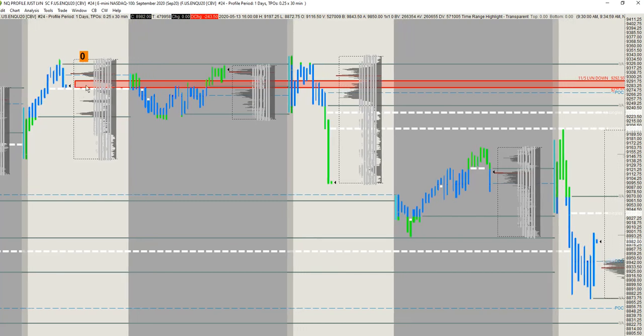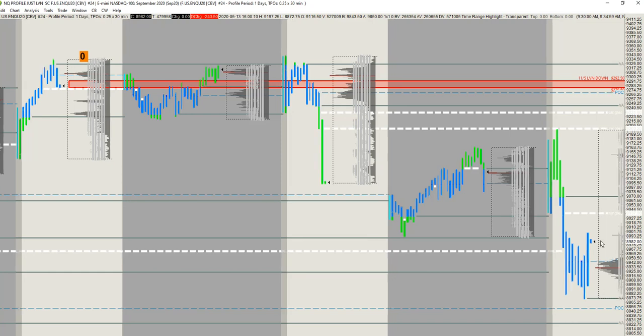We have a low volume node here. Market closed around that, above that. Overnight we traded above it. We came in, filtered around it several times, rejected that area and closed below. The next day value was much lower.